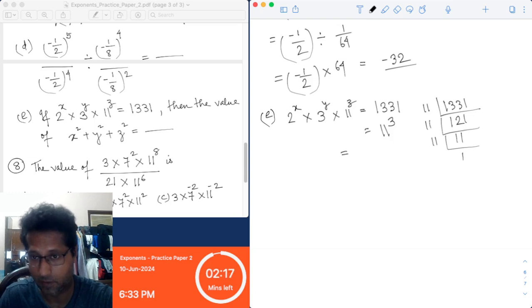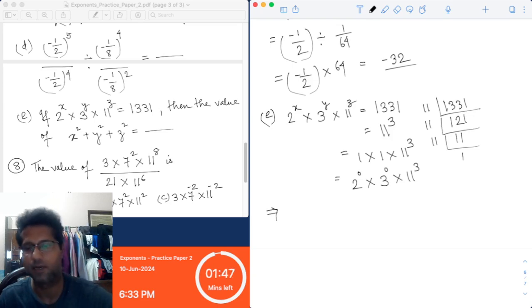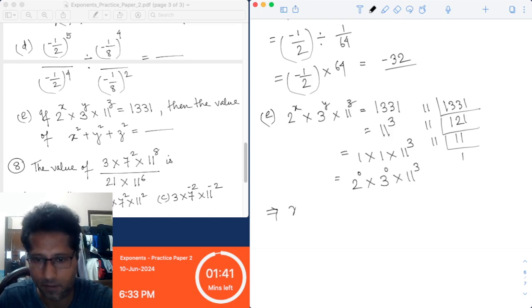So definitely, 1331 does not have the prime factors of 2 and 3, but to find x and y, we can say that 11 to the power 3 is nothing but 1 into 1 into 11 to the power 3. Now 1 we can write as 2 to the power 0, and the second one as 3 to the power 0. If we compare the left hand side and the right hand side, the factors are the same, so their powers will also be the same. So definitely x equals 0, y equals 0, and z equals 3.